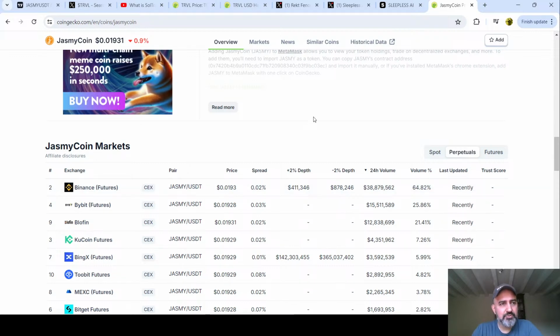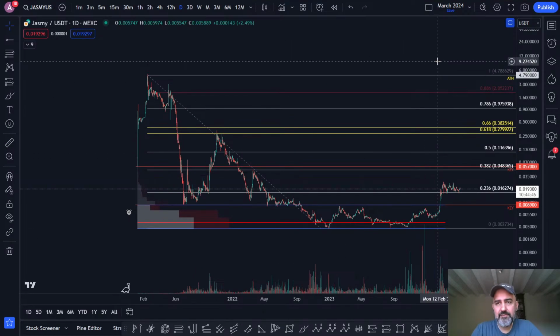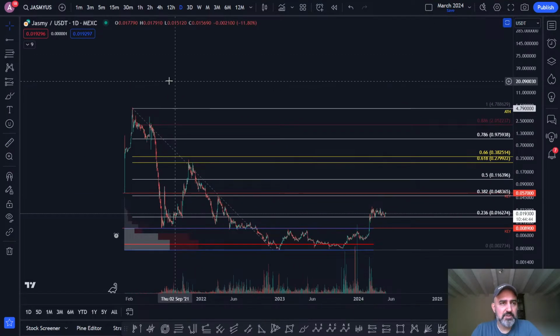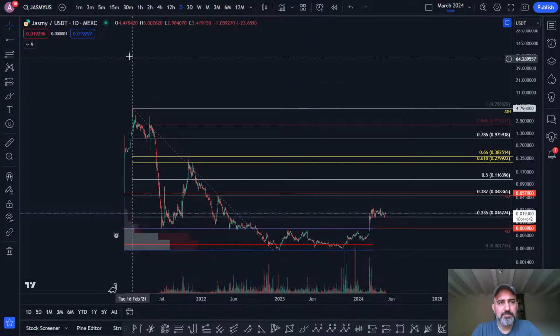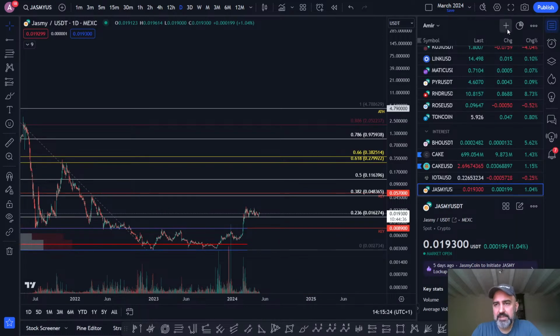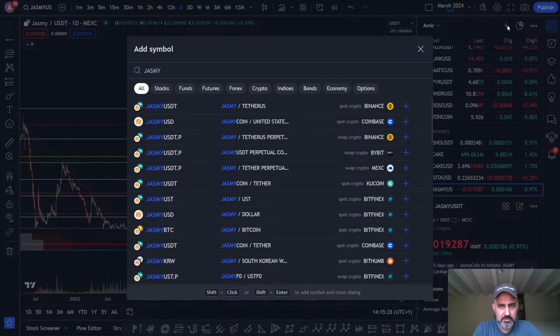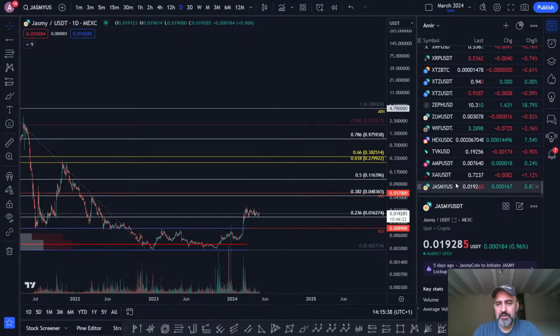I think the biggest problem I found was historic data. So let me just have a look at Binance Futures. I've got MEXC here, but it's probably better to use the Binance chart. I'm looking to add Binance JASMY. There it is, JASMY perpetuals Binance. That's the one you want to use. So let's have a look at that.